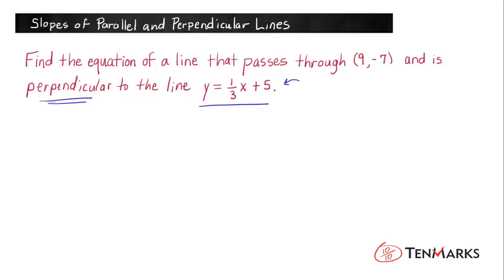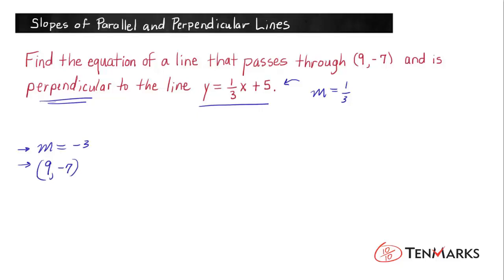And we know that perpendicular lines have negative reciprocal slopes. The slope of this line is 1/3. So the slope of the line we're looking for is going to be negative 3. Negative 3 over 1, but we don't need that 1. Now it wouldn't be enough just to know the slope, but it is enough to know the slope and one point on the line, and that's all we need. So we know that the slope of the line we're looking for is negative 3, and that a point on this line is (9, negative 7).